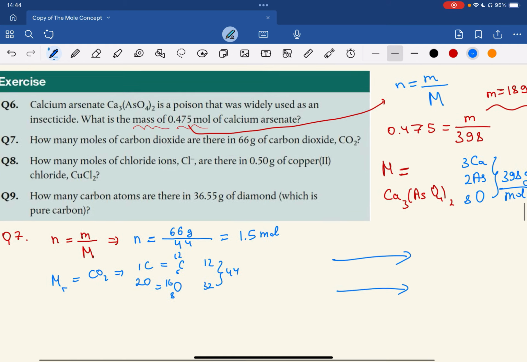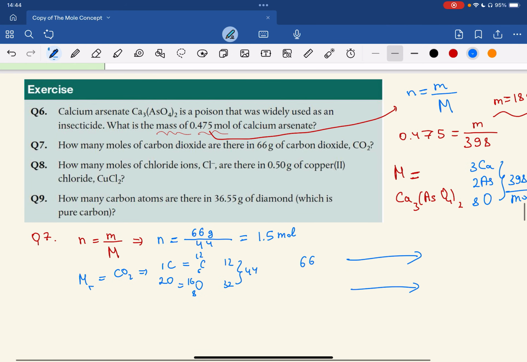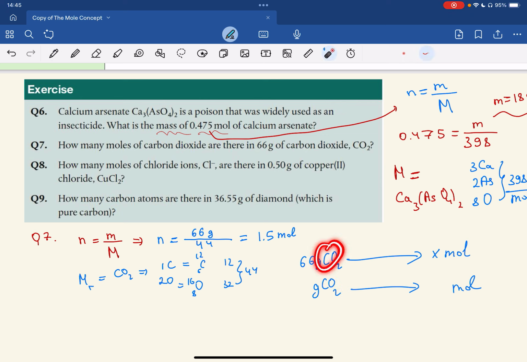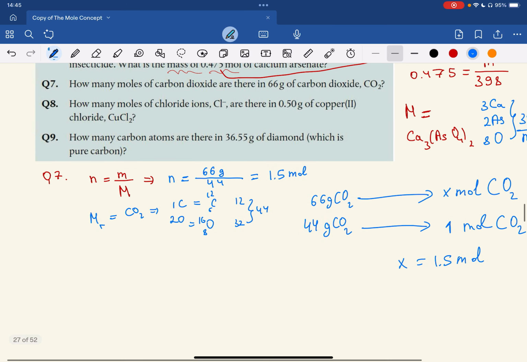Or we can use a double arrow method. This is one of the methods I mainly use. So it says 66 grams CO2, and it says how many moles? x mole. Remember to write mole below mole, and gram below gram. You see, this is gram carbon dioxide, mole carbon dioxide. As we have already discussed, it's easier to work with 1 mole, and 1 mole is 44 gram. Still, we will get the same answer. Okay, so this is question number 7.